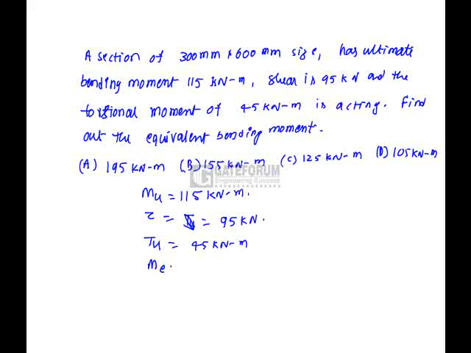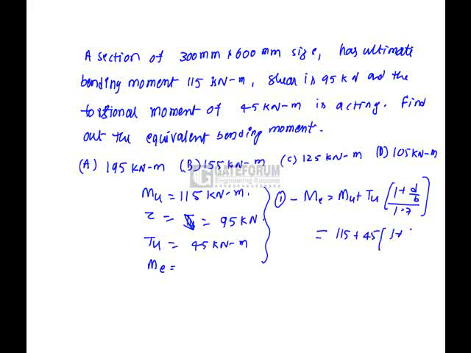So we have to find out equivalent bending moment, Me. We know the formula, Me is equal to ultimate bending moment plus torsional moment into 1 plus d by b by 1.7. By substituting these values, we get the equivalent bending moment, that is 115 plus 45 into 1 plus 600 by 300 divided by 1.7, that is equal to 194.41, approximately 195 kilonewton meter. So option A is correct.